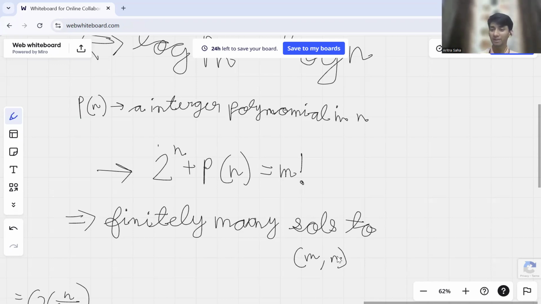So I'm going to show that after a point, there will be no more solutions. For sufficiently large m, n, there are no more solutions. Okay, got it.